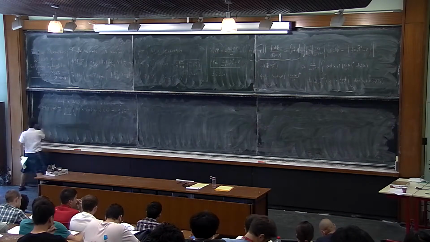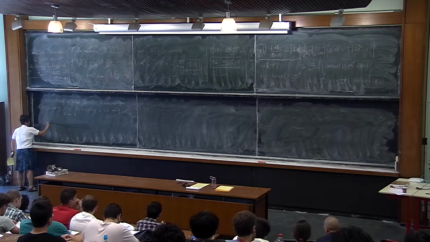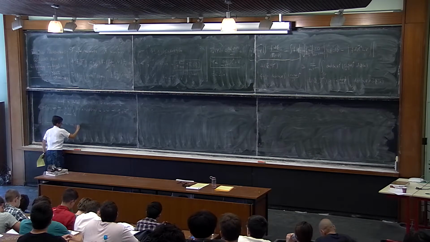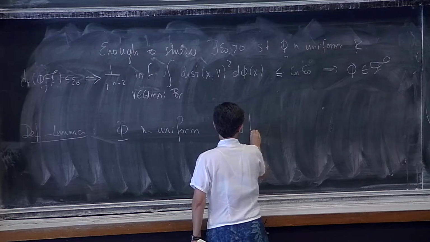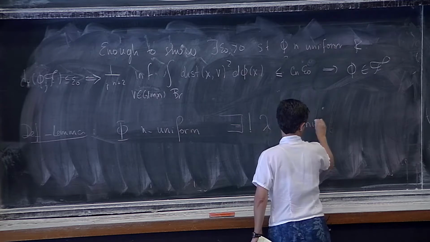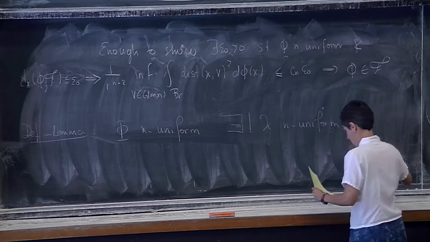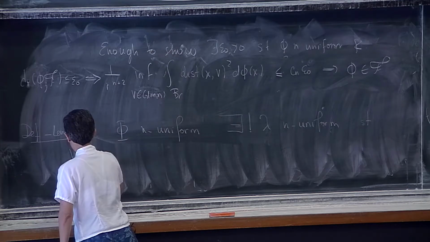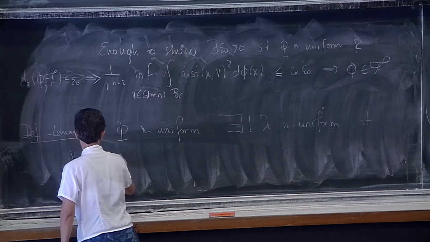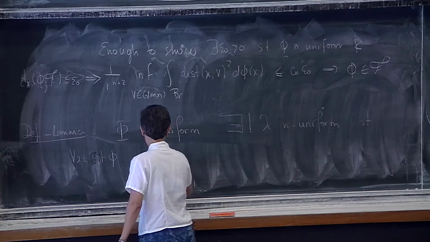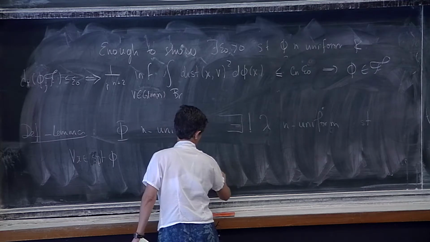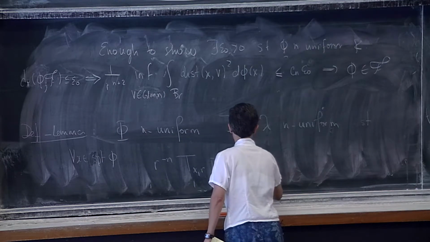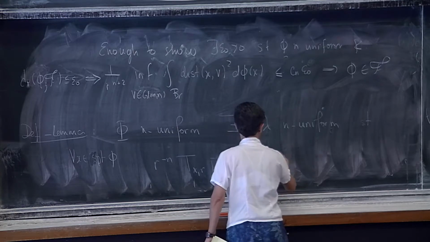So let me define this. Definition. So it's a definition lemma, okay? I'm going to put a lot of things in here. So phi n-uniform. There exists a unique lambda n-uniform such that for any x that you choose in Rm, actually maybe in the support of phi to be precise, if we look at r to the n tangent at x, r of phi, and I now let r go to infinity, this converges to lambda.